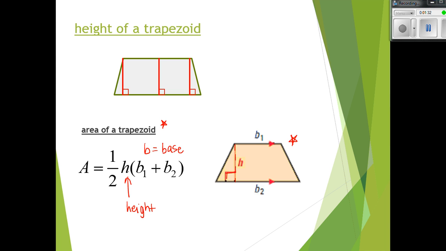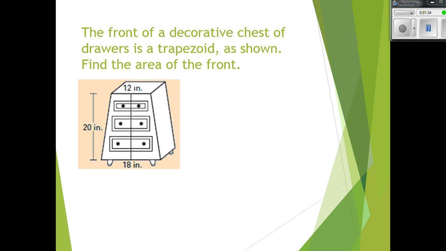All right, let's do an example of the area of a trapezoid. So I have a decorative chest of drawers, and it looks like a trapezoid. If you want to draw this in your notes, I would just draw it as a trapezoid. I wouldn't necessarily draw it as a dresser, but you could just go ahead and draw a trapezoid and label the parts. And I want to know the area of the front of the trapezoid. So I want the area of just the front. So area of a trapezoid is 1/2 height times base 1 plus base 2.